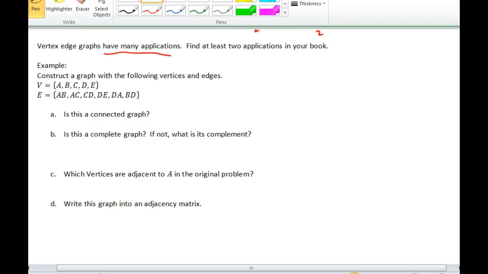Now, more practical example, well, not necessarily a practical example, but how we might use this. Here's an example from the book. Construct a graph with the following vertices and edges. So what they tell you is that we have these vertices here, A, B, C, D. So I'm going to plot these out. A, B, C, D, E.